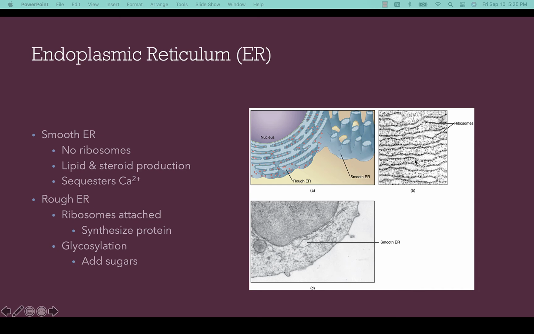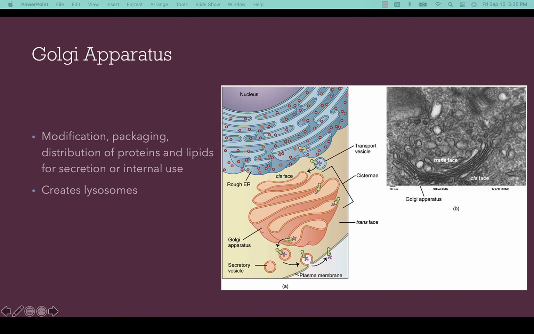They add sugar to it. The rough ER, I should say, adds sugar to the protein that the ribosome made. And then after the sugar is added, the protein is sent to the Golgi apparatus for further processing. So the Golgi apparatus modifies, packages, and distributes proteins and lipids for secretion or internal use. So you can kind of see that stemming off this rough endoplasmic reticulum, we have a little green globular protein.